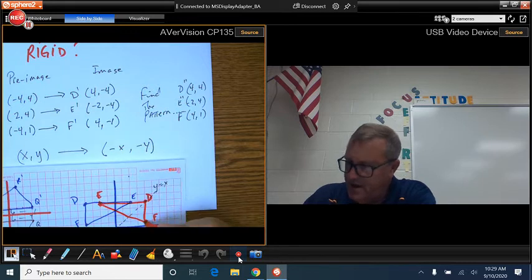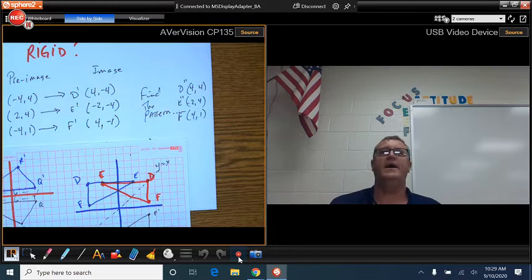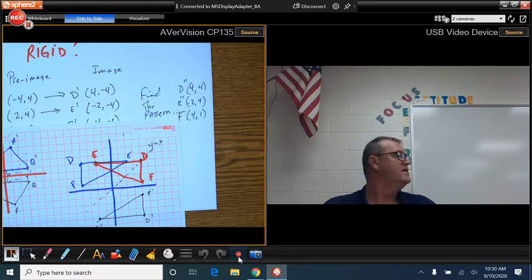You guys see now between blue and red how that's a reflection across the y-axis? Now between red and black, that's a reflection across the x-axis. Can you see that? It's a double reflection. So a double reflection is the same thing as a 180-degree rotation. Whew, confusing. But they are, always.